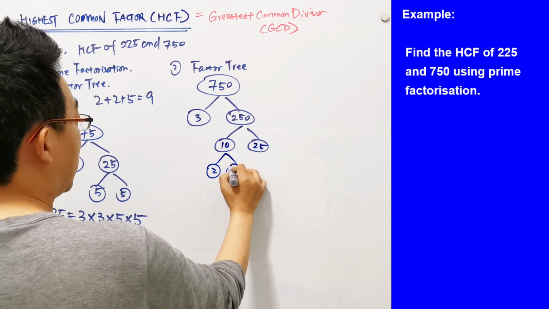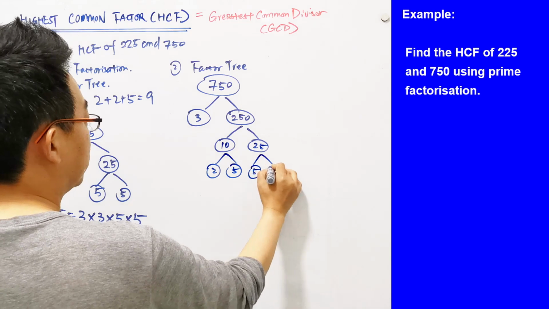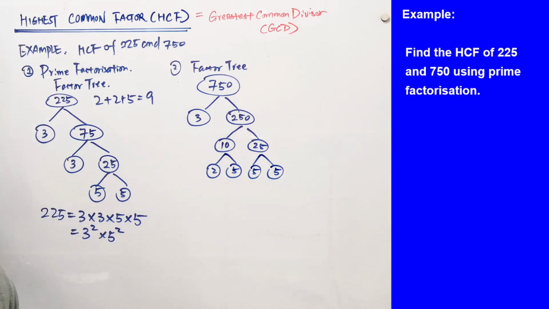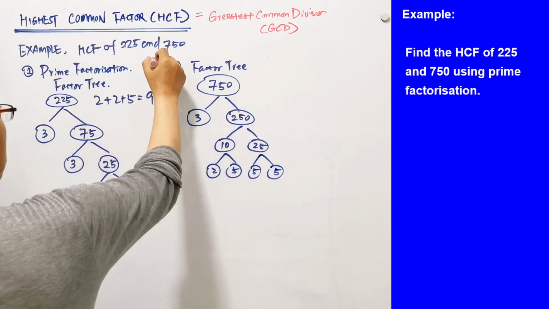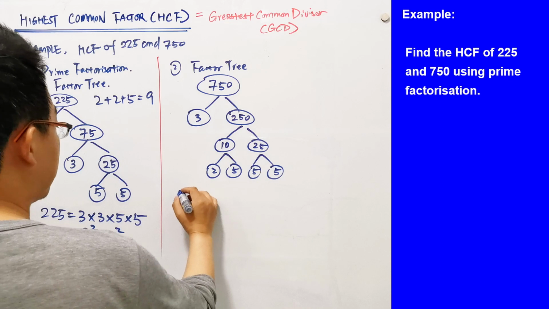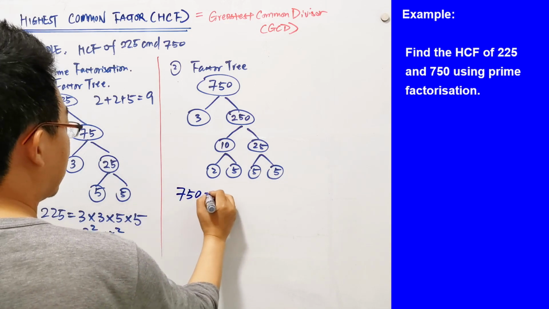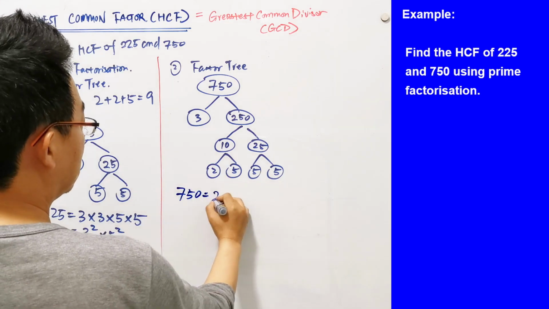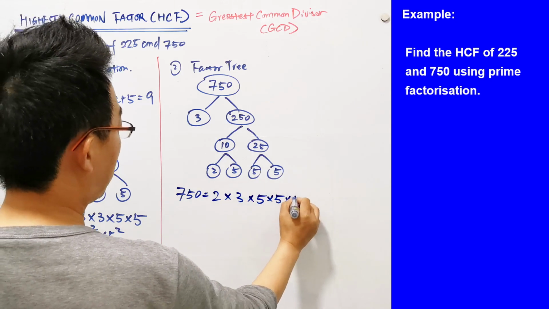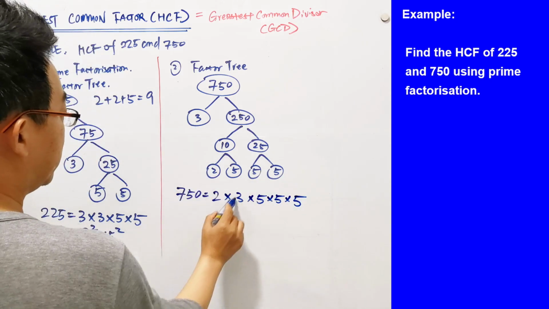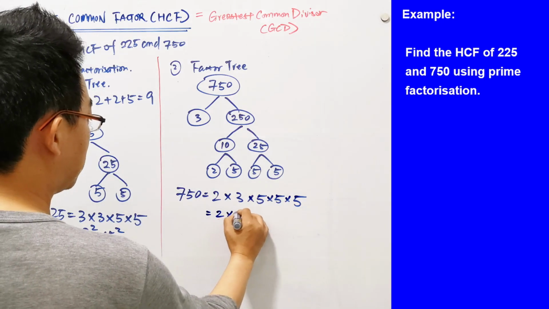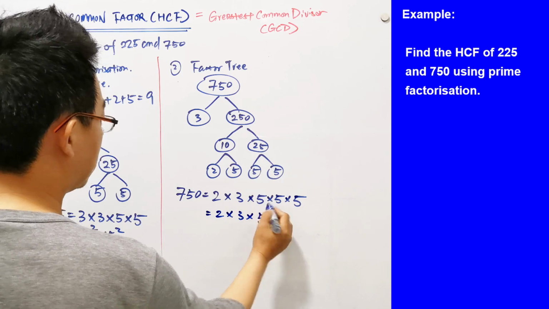We got 2 here, we got 5 here, we got 5 and 5. So in this case, let's divide by this 2. How much do we get? 750 equals 2 times 3 times 5 times 5 times 5, right? 2 here, 3 here, and three 5s here. So we get 2 times 3 times 5 square.